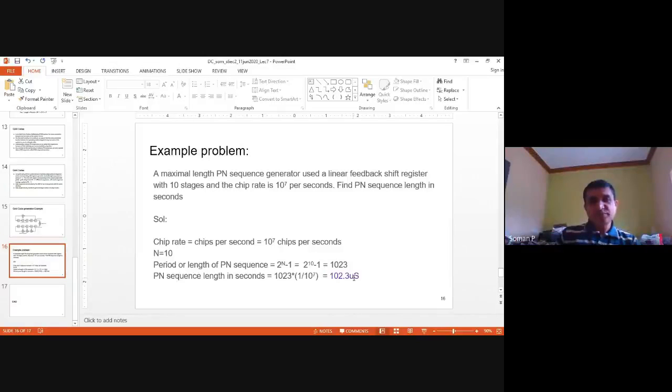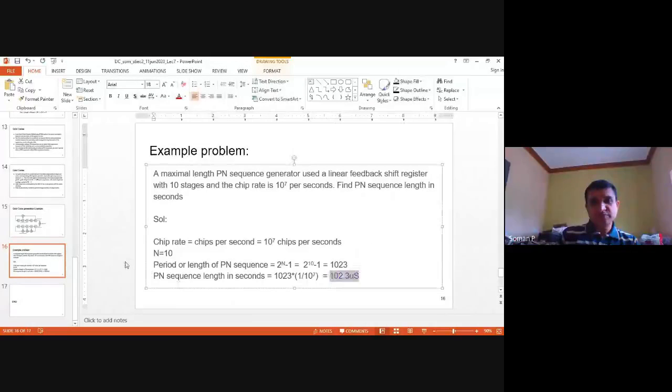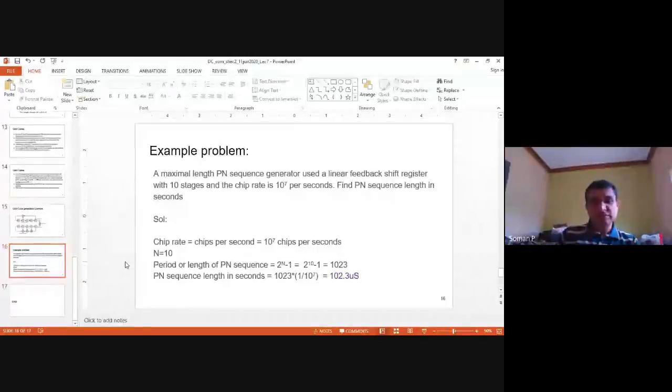Each chip lasts 1 by chip rate, 1 by 10 raised to 7 seconds. So the total PN sequence length is 1023 into 1 by 10 raised to 7, which is equal to about 102 microseconds. I think this is given in one of the assignments or as a homework problem. Okay, this is very simple.